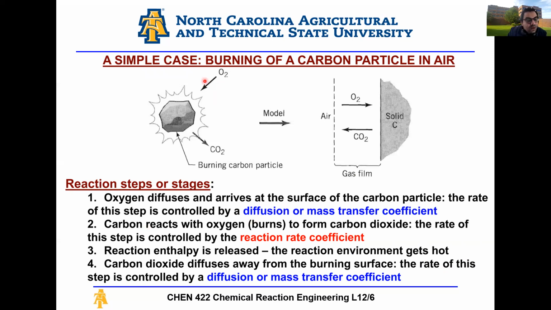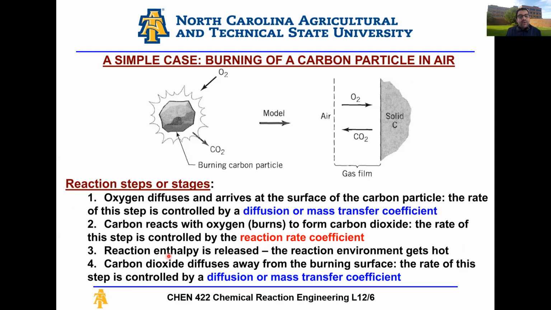Okay. Once the oxygen finds its way to the surface of the catalyst, the carbon on the surface is going to react with the oxygen to make carbon monoxide. And the rate of this reaction depends on the reaction rate coefficient, right? So once the oxygen finds its way in contact with the carbon, they react and you get your product. And this is basically your reaction. You have your reaction rate coefficient, you have your reaction rate, you have all of these typical reaction engineering or chemistry expressions.